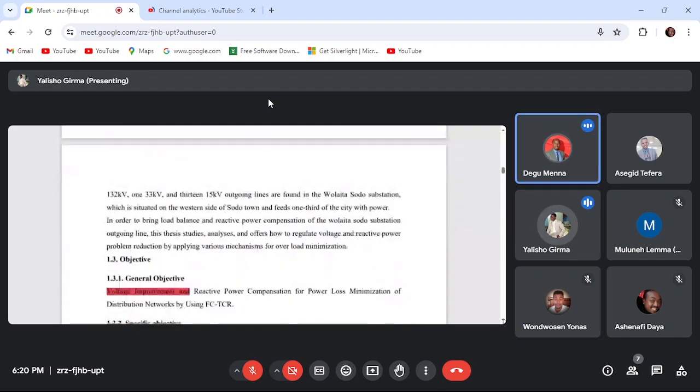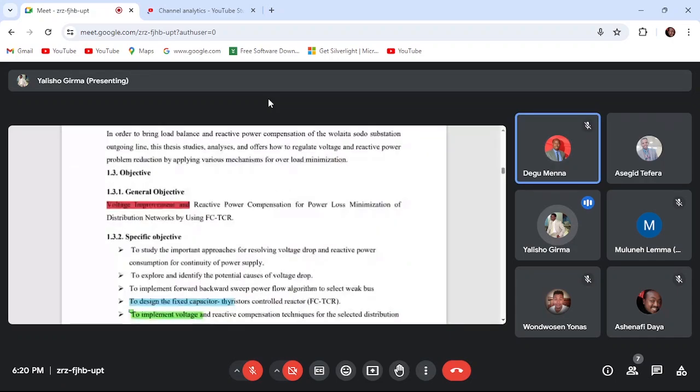Most important, and it may be the last for the candidate. Your proposed technology, that is FCTCR, is going to be placed in the second node, which is very near to the substation. Is that not so? Yes. Do you think that is the optimal place? Placing the FCTCR at the second node, do you think that is the optimal place for reactive compensation? You have to respond to these questions. Okay, thank you very much, Mr. Chairperson.